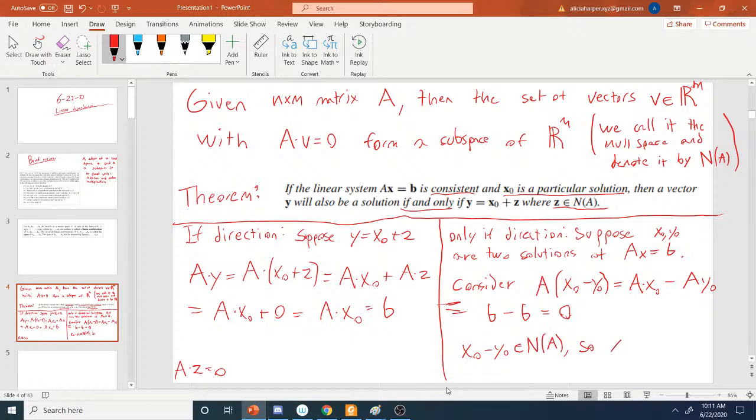So x naught is equal to y naught plus z naught for some z naught in the null space. And this completes the proof. So having a single solution of your linear system and having a complete description of the null space of the matrix A, in fact, gives you a complete description of all solutions to this equation. And that's the power of this theorem.